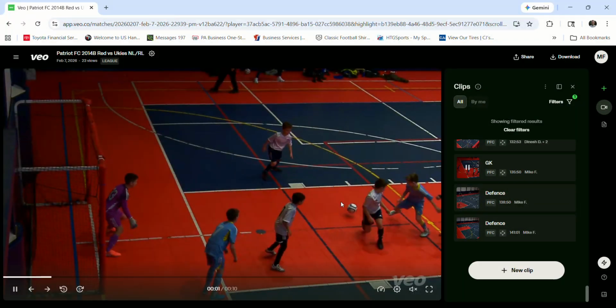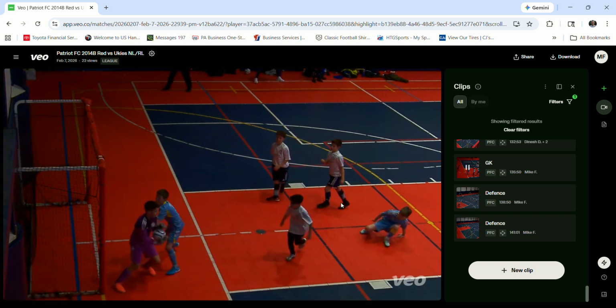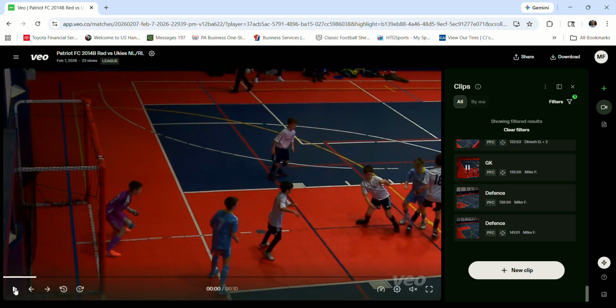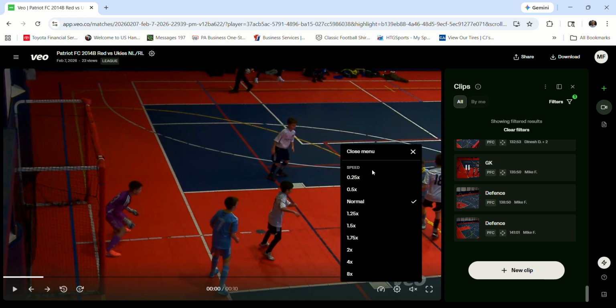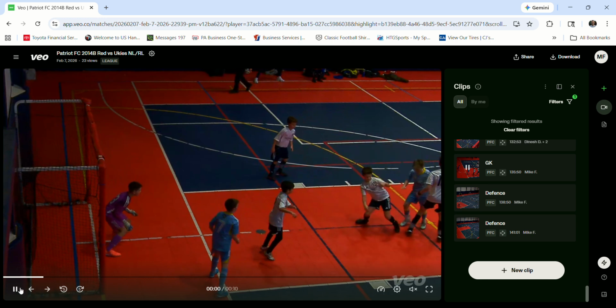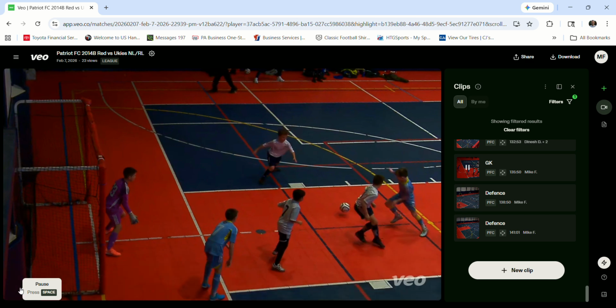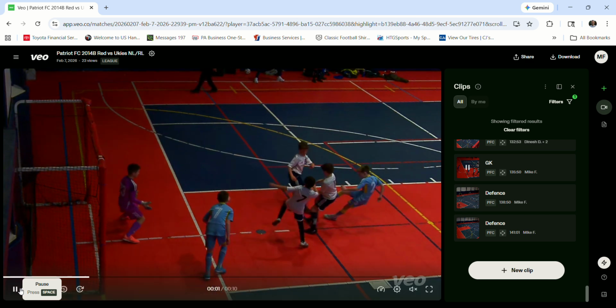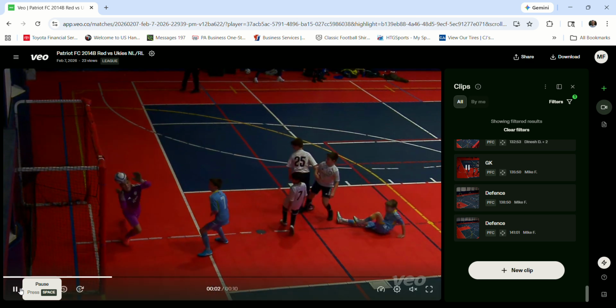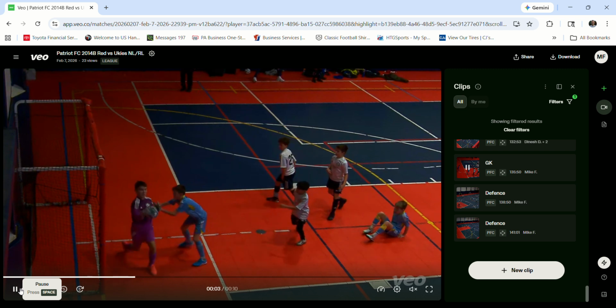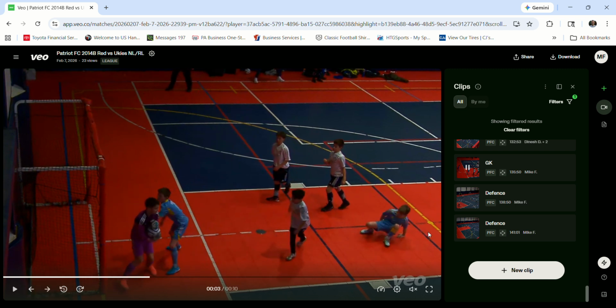Here's an amazing save by Colby. Let's see that in slow-mo. See these hands here by Colby. Look at that. Very impressive save, Colby. And no goal, as you can see on camera.